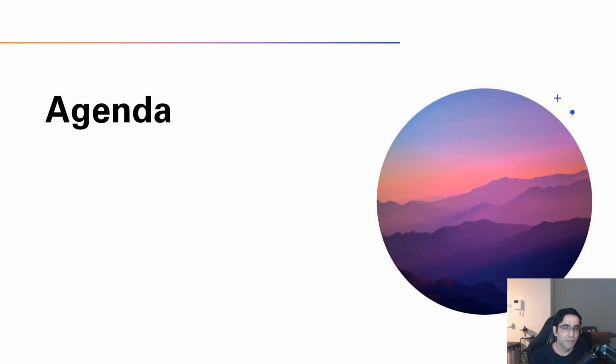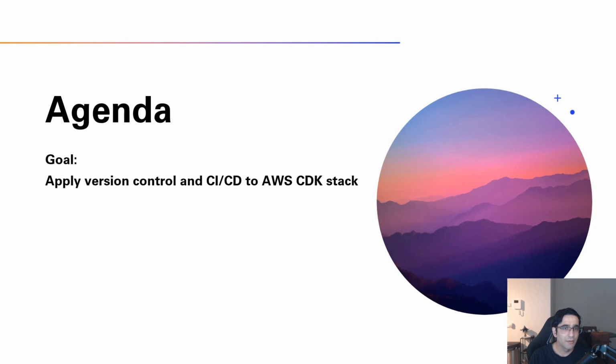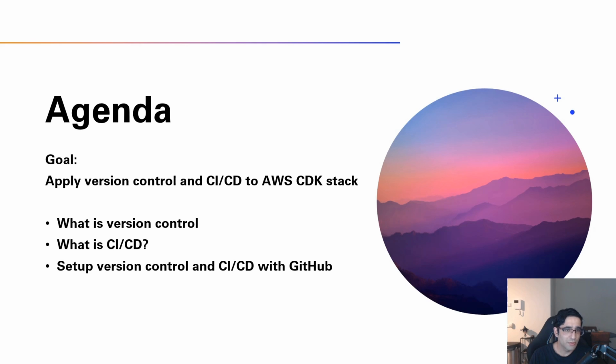If we look at the agenda for this video, the goal is to apply version control and a simple CI/CD pipeline to the AWS CDK stack that we made in last episode. First we will have a look at what version control is and what we can do with it. Then we will have a look at what CI/CD is. Finally we will set up version control and a simple CI/CD pipeline using GitHub.